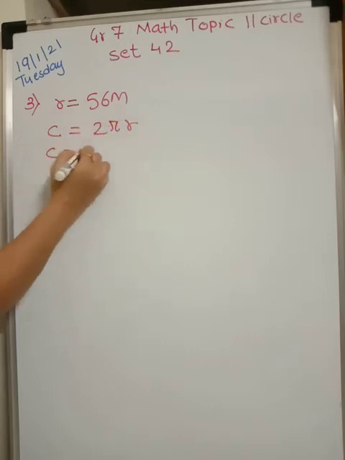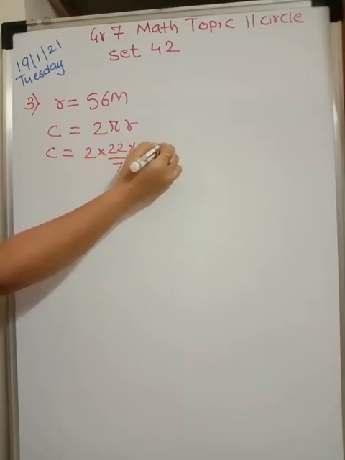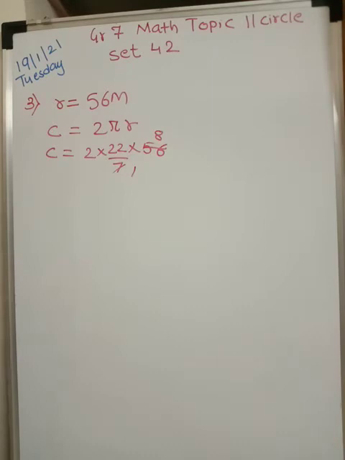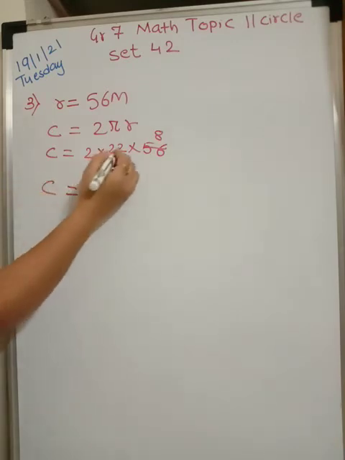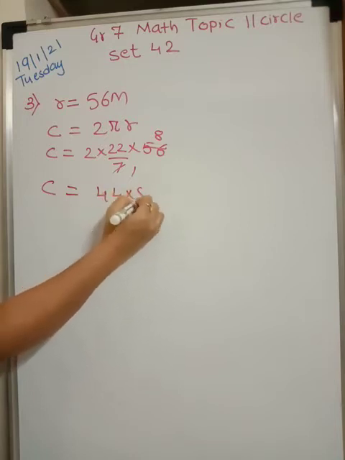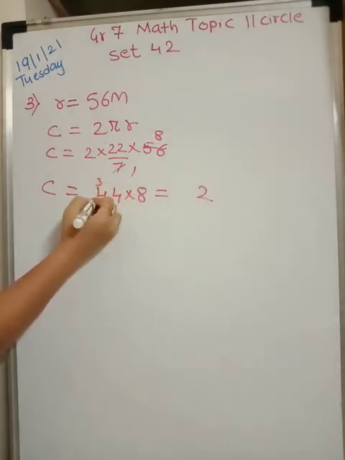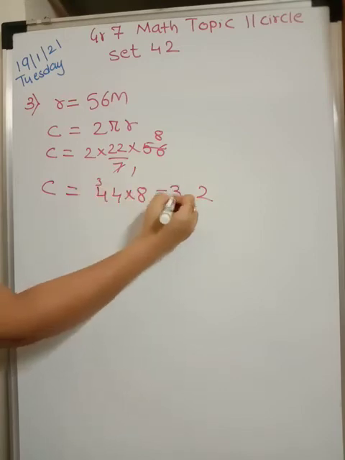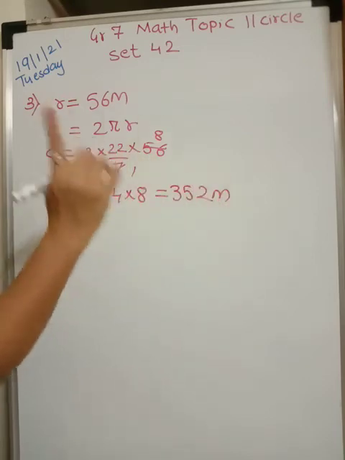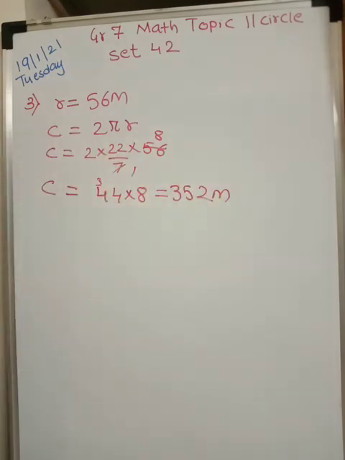So circumference will be 2 into 22 upon 7 into 56. So 7 ones are and 7 eights are 56. So circumference will be equal to 22 into 2 is 44, into 8, which is equal to 352. 8 fours are 32 and 35. So this is one round of fence. This much material will be required, whatever they are using.